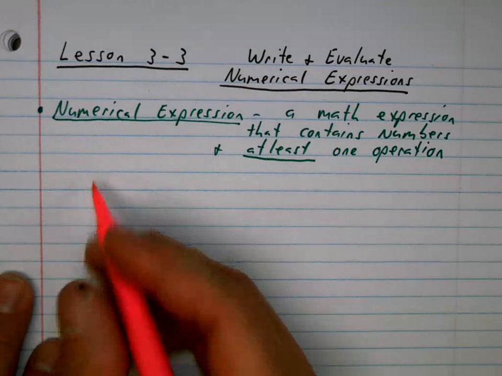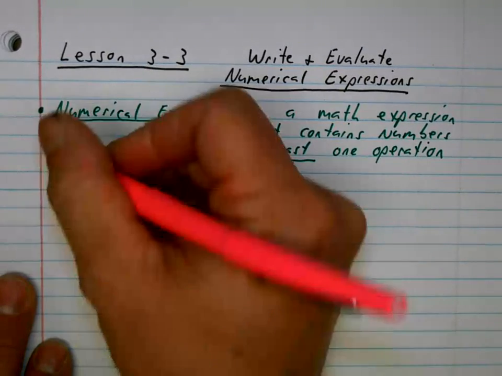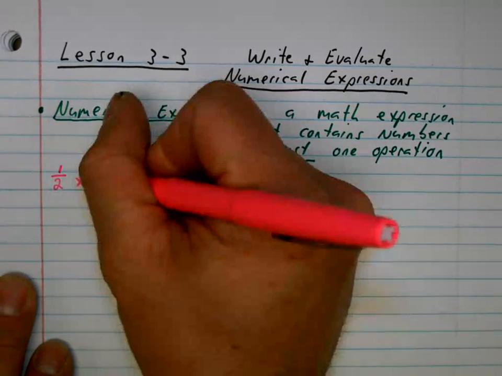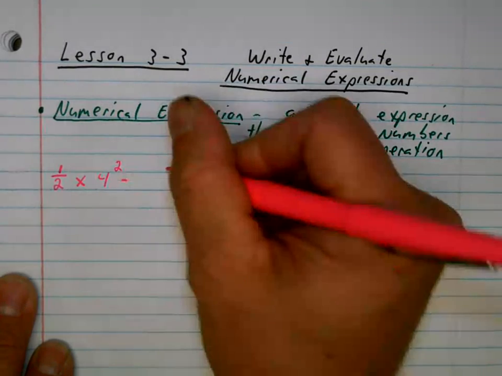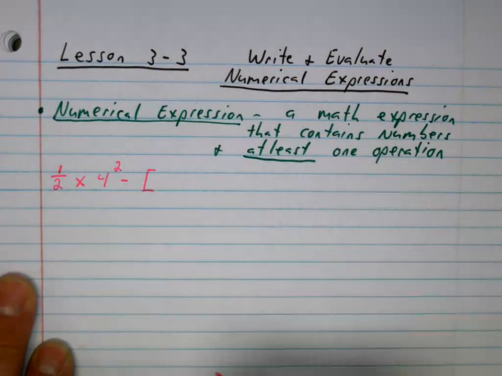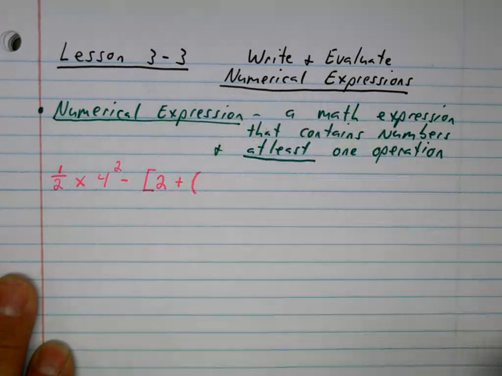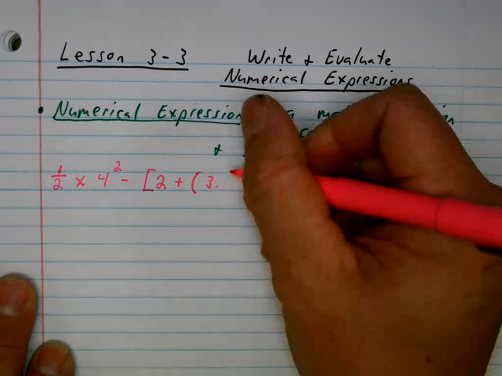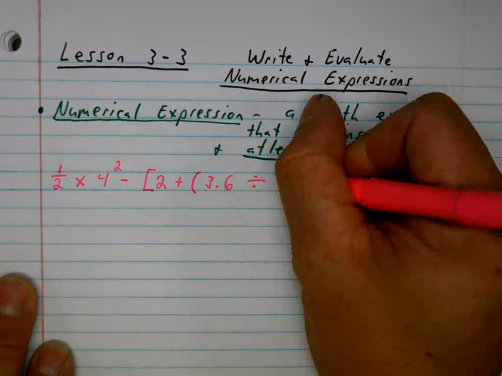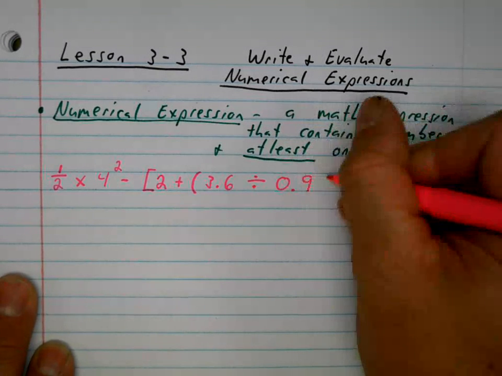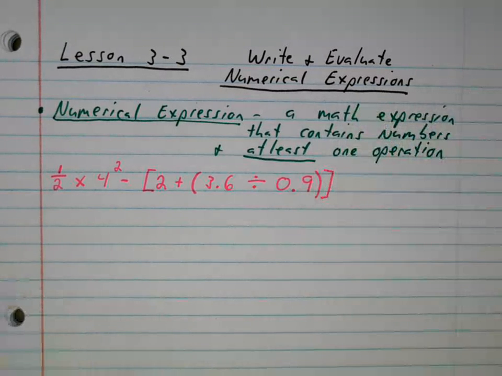So skip down, you should write down the same thing. 1/2 times 4 to the second minus, and a bracket, 2 plus, in parentheses, 3 6/10 divided by 0 9/10. I'm going to close the parentheses, and I'm going to close the brackets.